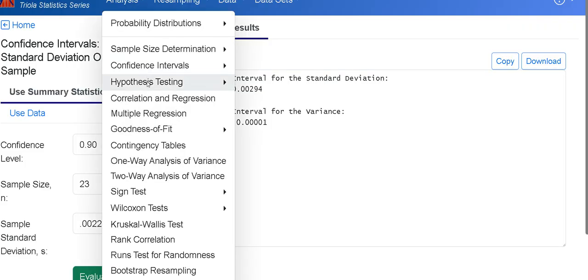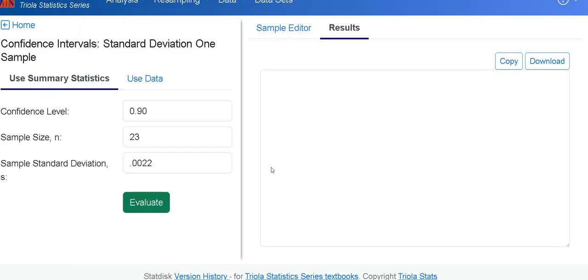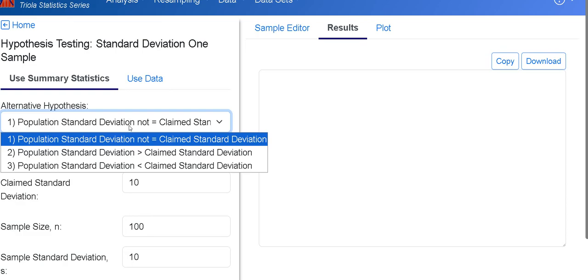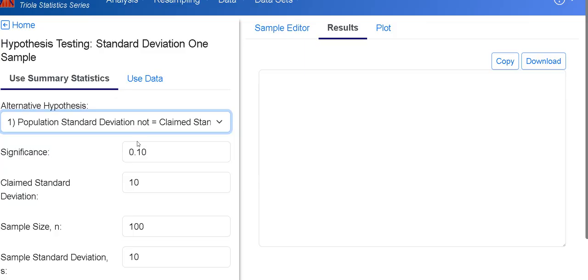Analysis, hypothesis testing, standard deviation. Madison, is there something I can help out with? No? Okay. Which one of these should I use here? First one, second one, or third one for the alternative? Somebody said none. All right, first one.